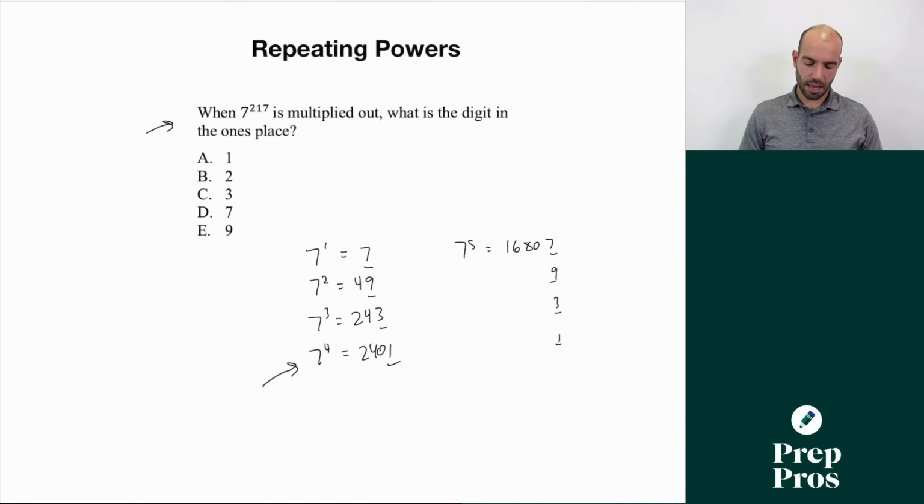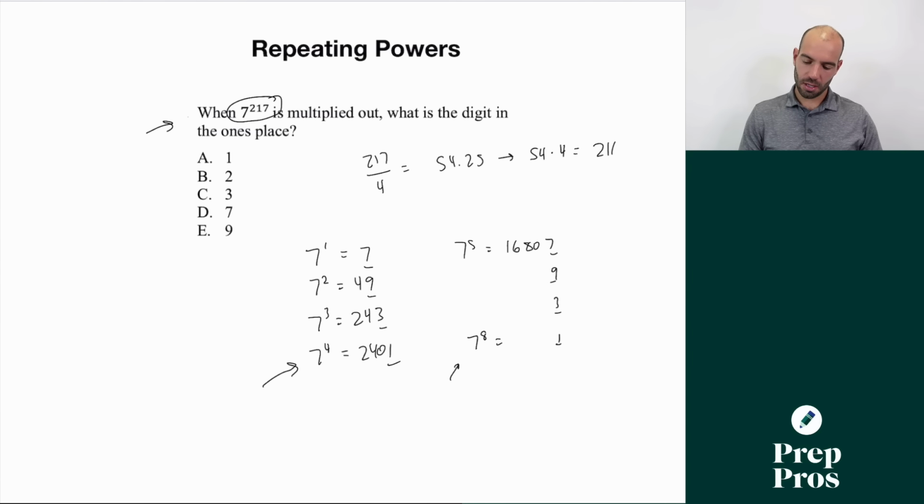We see here every multiple of 4, like 7 to the 8th, is going to end in a 1. So all we need to do is find a multiple of 4 near 217, and then we can count forwards or backwards in the sequence. To do that, we can do 217 divided by 4 and see what we get. On the calculator, we'll get 54.25.